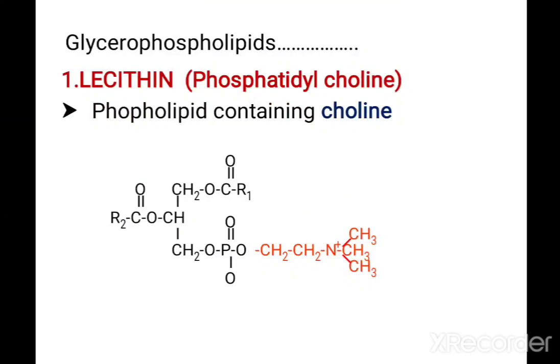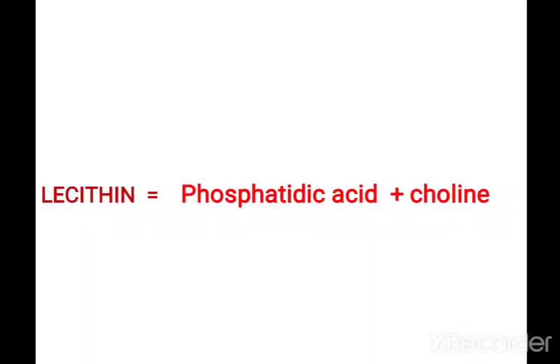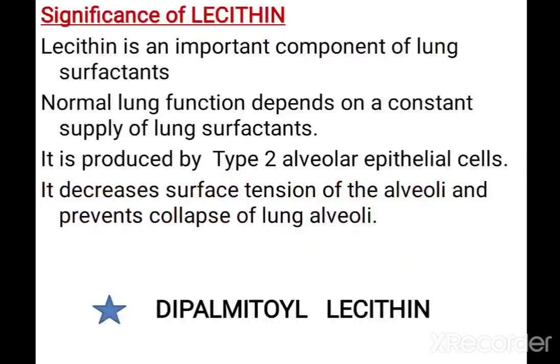Coming to phosphatidyl choline, this phosphatidyl choline is also known as lecithin. So phosphatidyl choline is a nitrogenous glycerophospholipid which contains choline as the nitrogenous base. This is the basic structure of lecithin: phosphatidic acid with choline. Then you should know the significance of lecithin. This lecithin is an important component of lung surfactant, and the normal lung function depends on the supply of the lung surfactant, and these lung surfactants are produced by the type 2 alveolar epithelial cells.